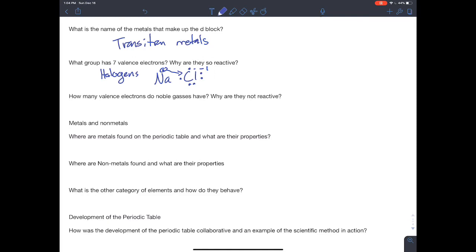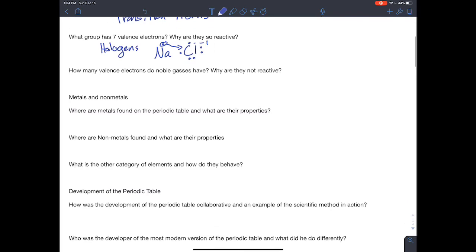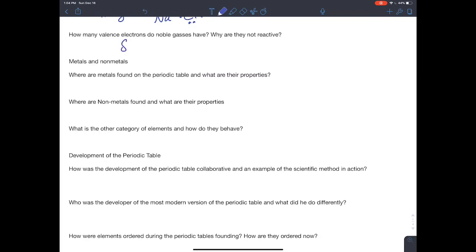A reaction is changing electrons. And the noble gases have 8 valence electrons, and they're not reactive because they have a full octet. They don't want any more electrons. They have all the ones they want, so they're not going to lose any. They don't want to gain any.